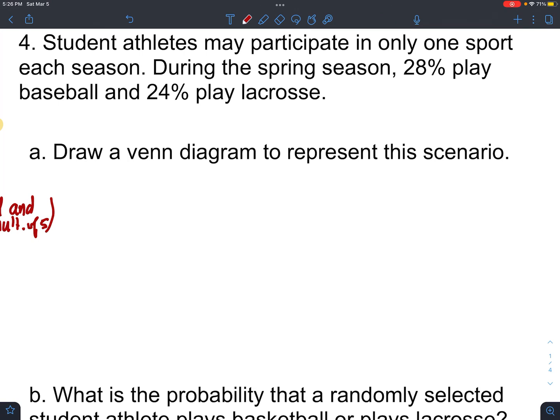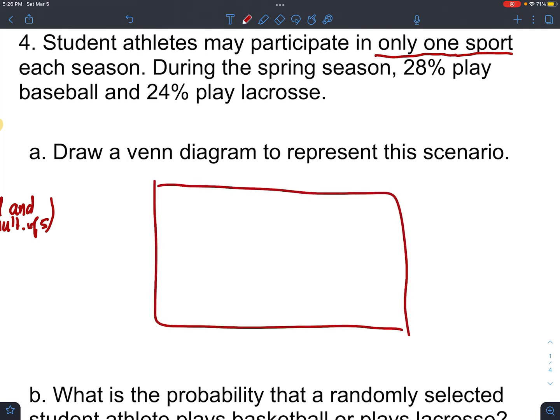But okay, so student athletes may participate in only one sport. That's setting up mutually exclusive. So when I draw my Venn diagram for this, you either play baseball, you play lacrosse, or you do none of them. There is no overlap because they only can pick one, right? So I always just go in order and say this is A and this is B.